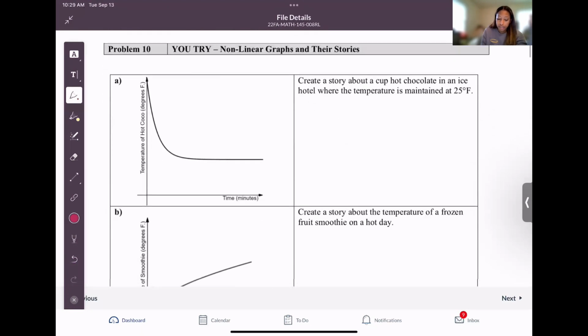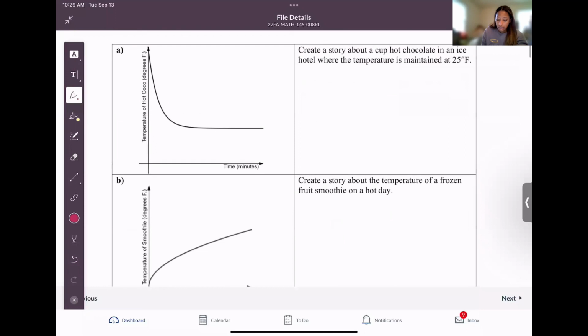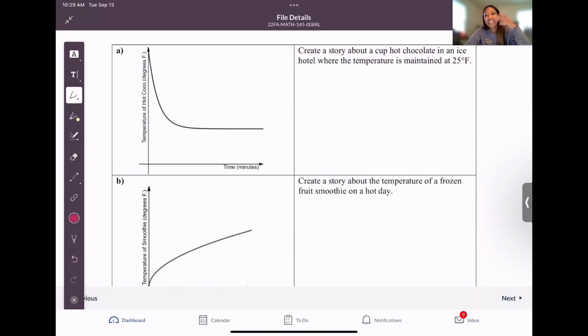All right, number 10 gives us 2 other curves, and we have to kind of interpret what's going on in these situations. 10A, we're looking at the temperature of hot cocoa over time. It says create a story about a cup of hot chocolate in an ice hotel where the temperature is maintained at 25 degrees Fahrenheit. So if you make a cup of hot chocolate, of course, it comes out very, very hot. It's in the name.